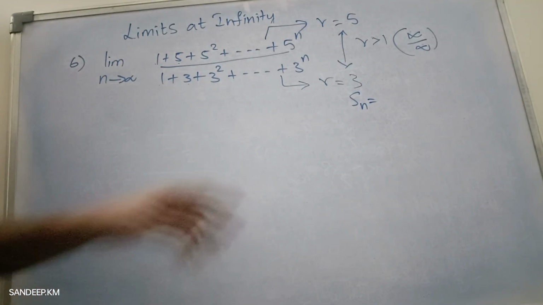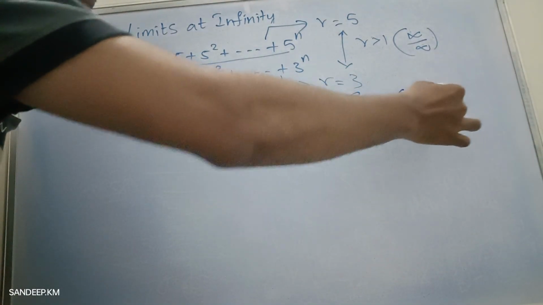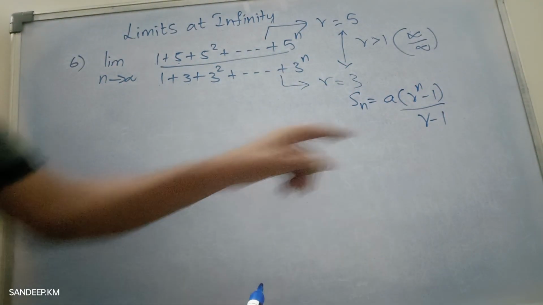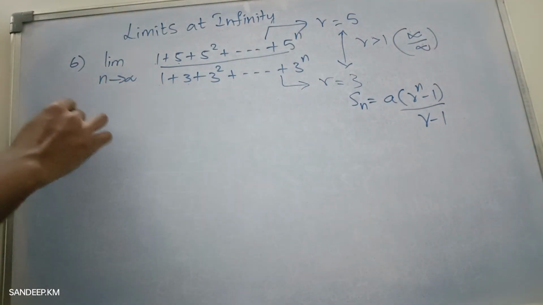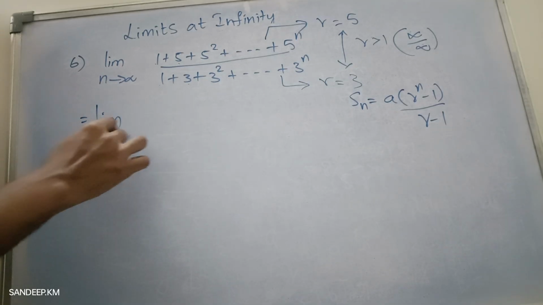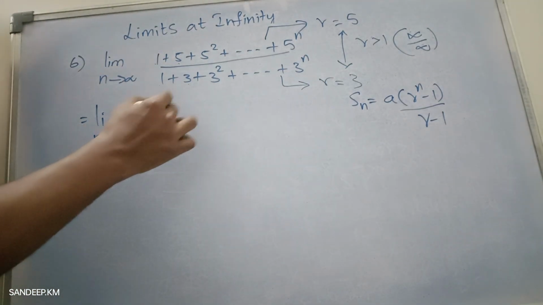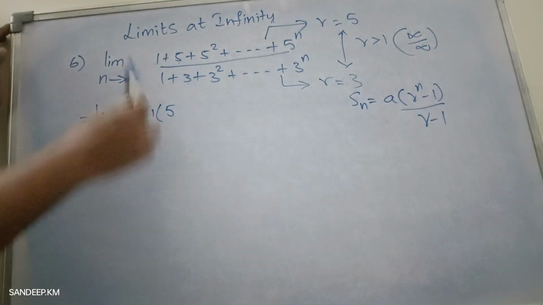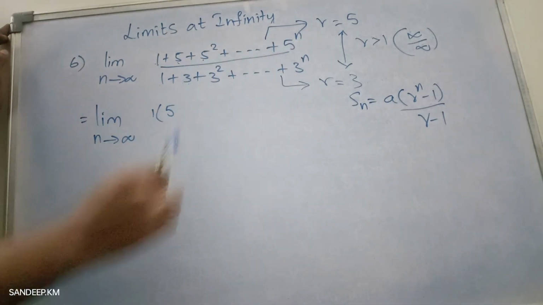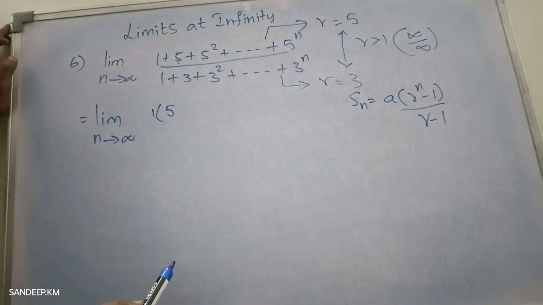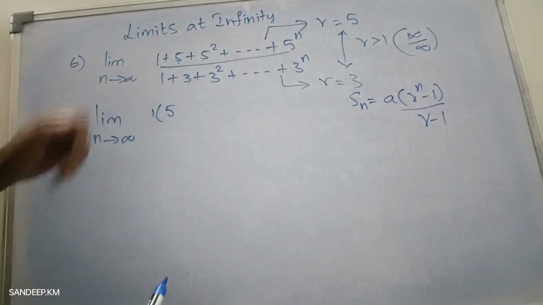To answer this, first of all, let us use sum of n terms formula. It is a into r power n minus 1 by r minus 1 if r is improper fraction. Correct or not? This is the formula to find sum of n terms. So therefore it is equal to limit n approaches infinity. So a is 1 into common ratio is 5 power n means number of terms, power 5 power 0, 5 power 1, 5 power 2 and so on 5 power n. It is not n terms, it is n plus 1 terms. 1, 2, 3 and so on n terms including the first one. So n plus 1 terms.